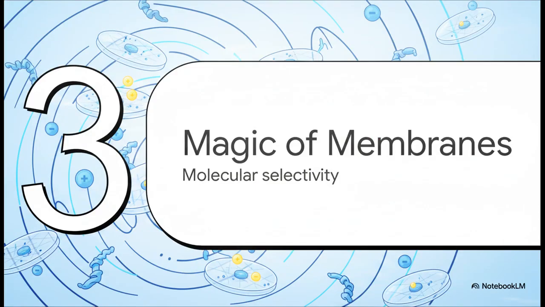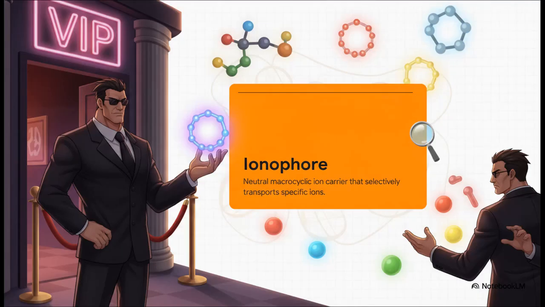All right, section 3, the magic of membranes. It all really boils down to these molecules called ionophores. Think of that selective membrane at the tip of the electrode as an exclusive VIP club. The ionophore? It acts as the highly selective bouncer standing at the door. It's a neutral, ring-shaped molecule, dissolved right into the membrane itself, and its one and only job is to let one specific chemical guest inside while literally turning everyone else away.